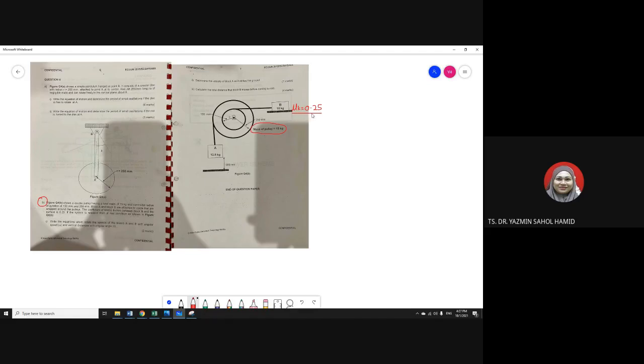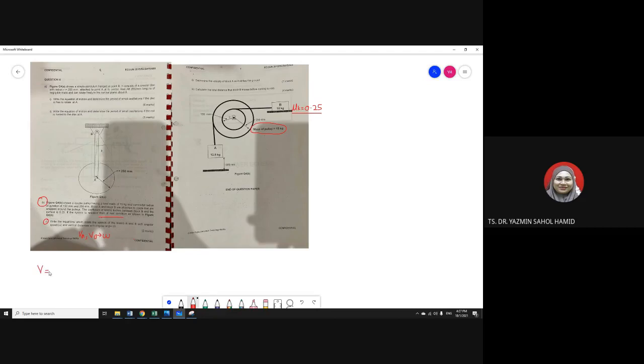If the system is released from rest, so kat sini dalam soalan dia dah kata, if the system is released from rest, determine question number 1 ni, Roman 1, write the equation which relates the speed of the blocks A and B. So dia nak equation yang relate to the speed of block A and block B, tapi relate with angular speed omega. So kita kena relate dengan angular speed omega. So what formula do you think that you need to use yang ada V dengan omega? Can you tell me?